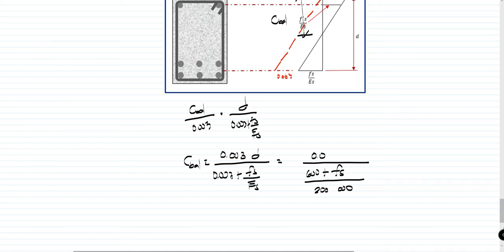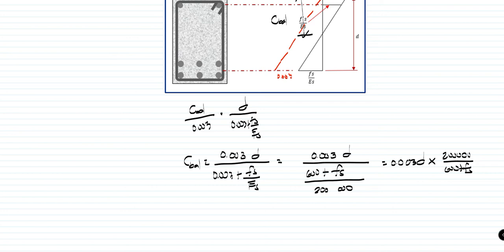Then, we copy this numerator. After that, for the denominator, we can take the reciprocal to multiply with the numerator. So, that will be 0.003D times 200,000 over 600 plus Fs. So, our C balance will be 600 over 600 plus Fs.